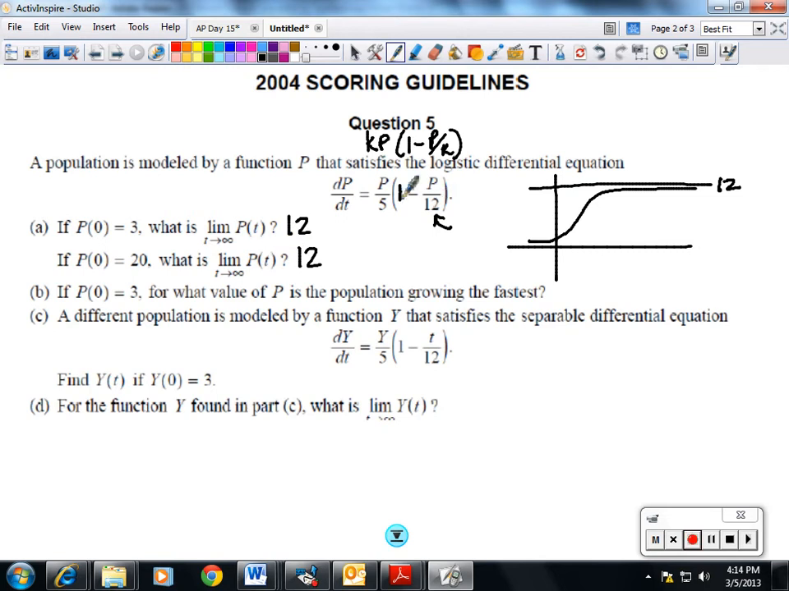As long as this is a 1, it's the number that if you fill in for P is going to give you a 0 right there. It's where the slope hits 0, where the slope of this thing levels out, because remember dP/dt is actually the slope. And for logistic, they usually will use a logistic equation, like for instance with predator-prey type questions.